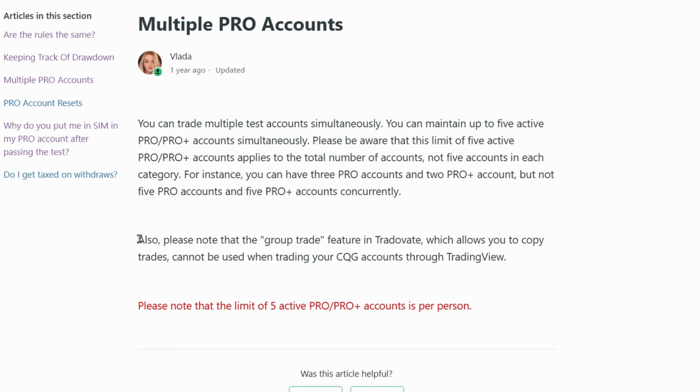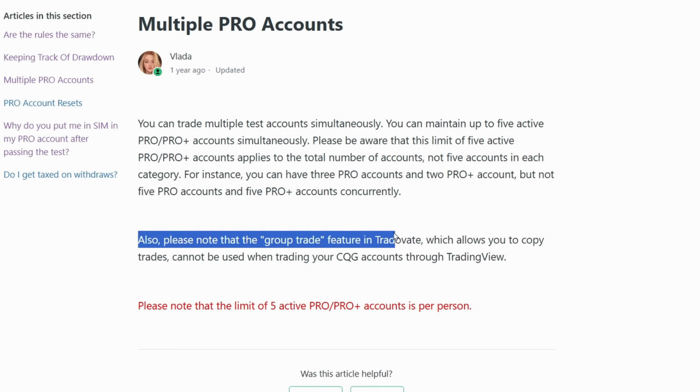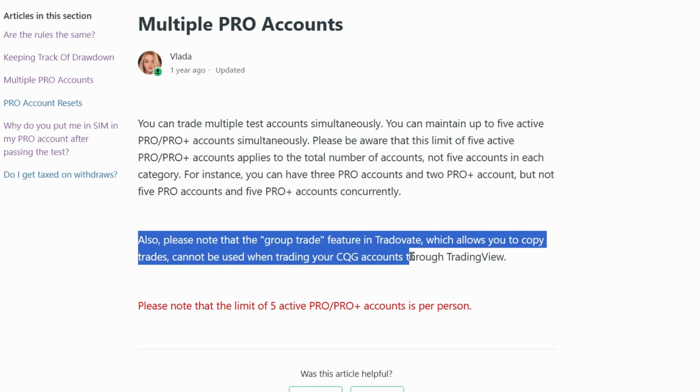Then we look down here and we also see, please note that group trades featuring Tradovate, which allows you to copy trades, cannot be used with the CQG data account through TradingView, which is what we already read before.